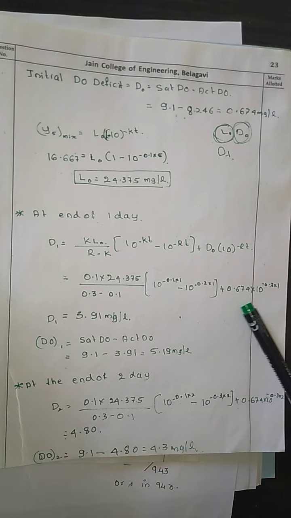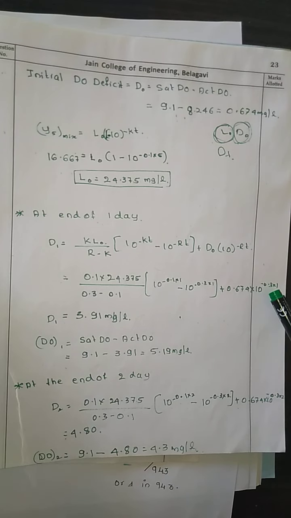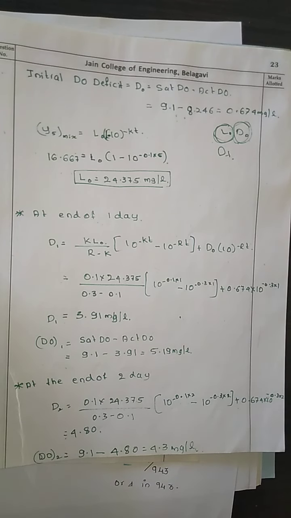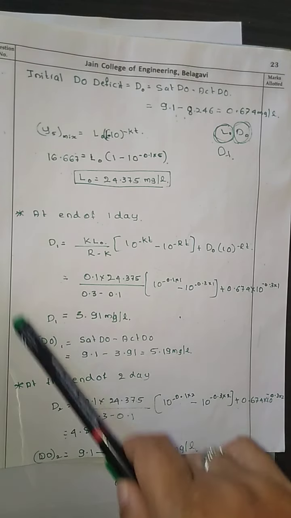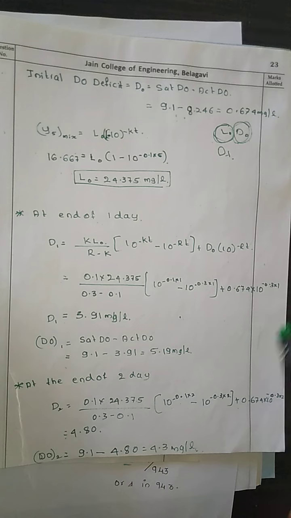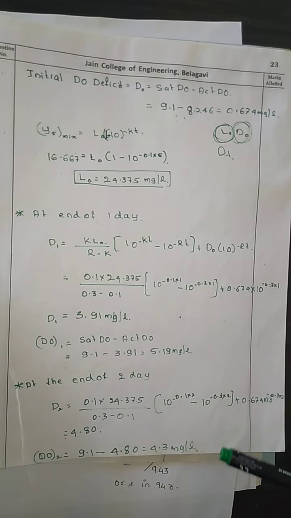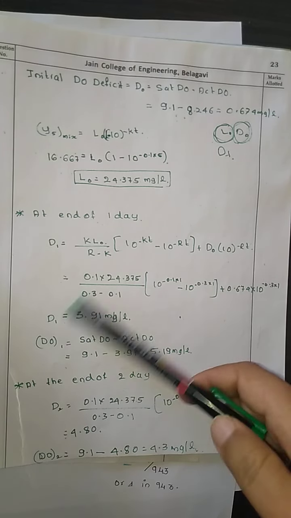So D naught is 0.674 into 10 to the power minus 0.3. Our reoxygenation value is 0.3 into 1. So we are going to get the DO at the end of 1 day as 3.9 mg per liter. Now this is at the end of 1 day.